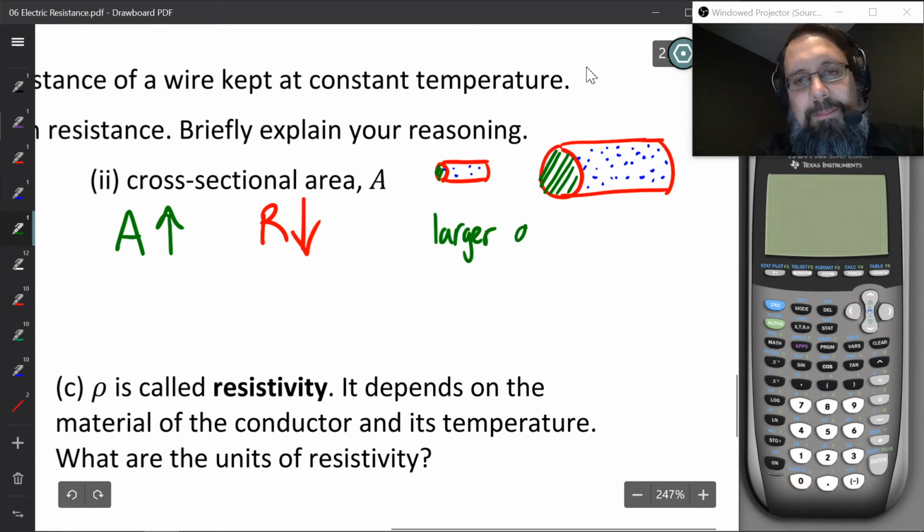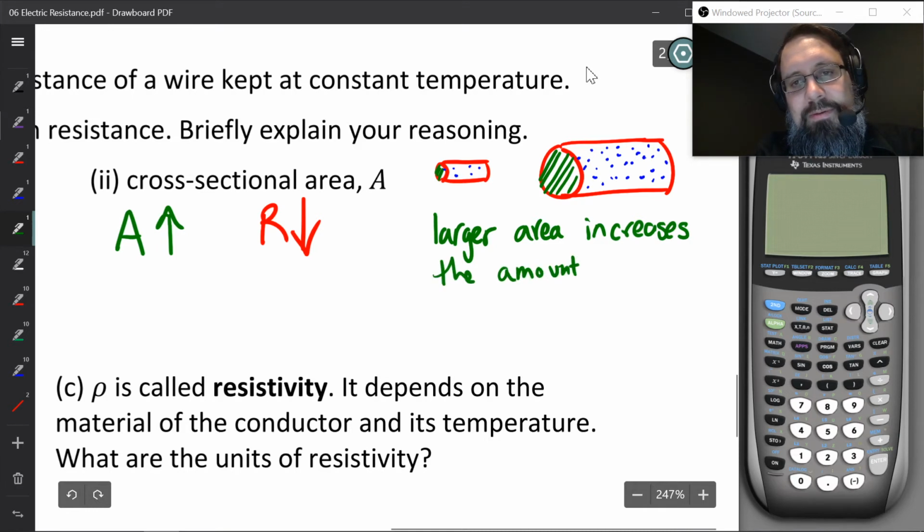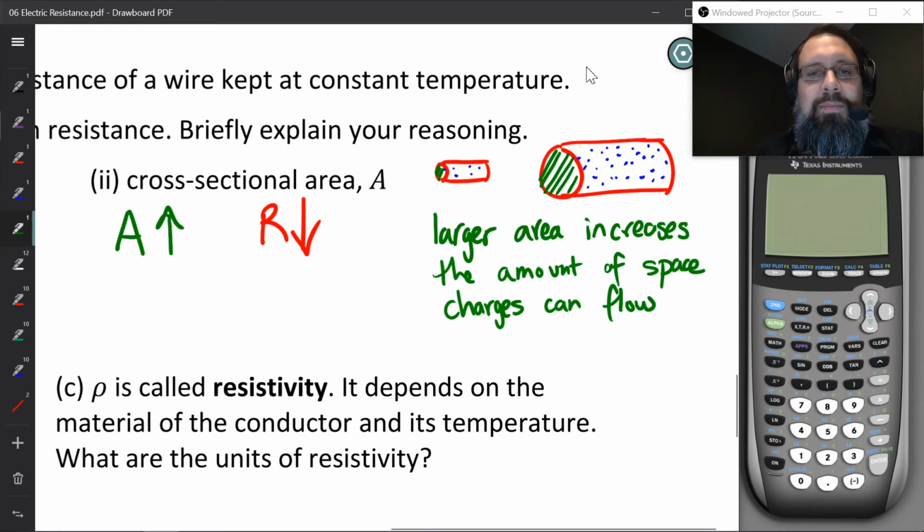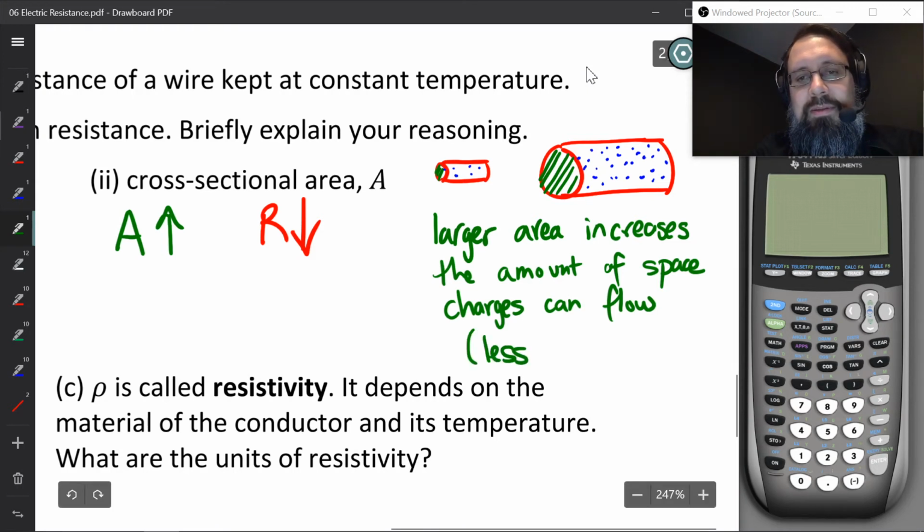So we'd say that a larger area increases the amount of space charges can flow. So more space means more room, means less restriction. So there's less restriction.